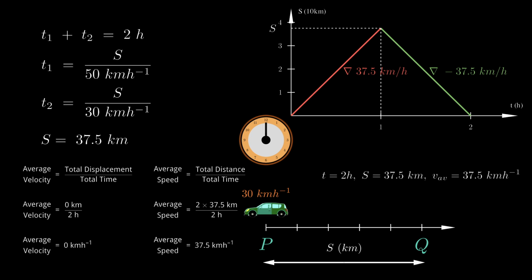Similarly, the return journey from Q to P also has a velocity of 37.5 kilometers per hour, but in the opposite direction. This results in a positive gradient on the graph, when moving from P to Q, representing a positive velocity, and a negative gradient when returning from Q to P, indicating a negative velocity. The graph visually captures the constant velocities during both the outward and return journeys, showing uniform motion with clear positive and negative slopes corresponding to the direction of travel.